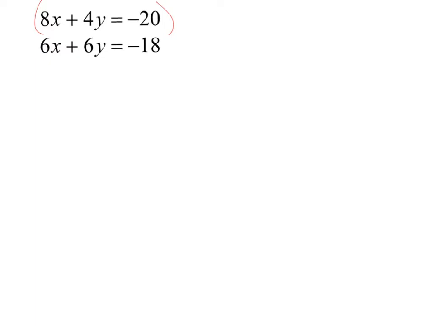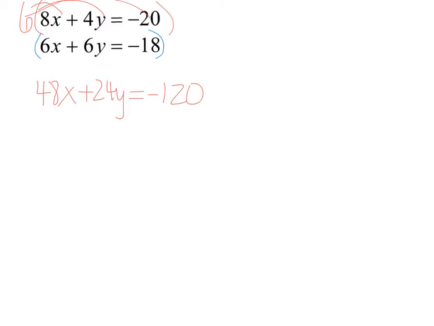So my first equation, I'm going to multiply this whole entire thing by 6. I multiply it by the coefficient of the number in the opposite equation. So right now I'm eliminating the x's. So I multiply this one by 6. So 6 times 8x is 48x. 6 times 4y is 24y. And 6 times negative 20 is negative 120. Then I'm going to take the bottom equation. I am going to multiply that whole thing by the coefficient of the number in the opposite equation.